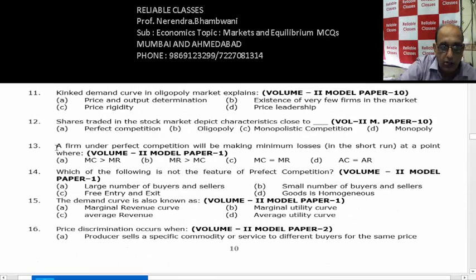Which of the following is not a feature of perfect competition? Large number of buyers and sellers, small number of buyers and sellers. This is not a feature. Freedom of entry and exit and goods are homogeneous is definitely a feature of perfect competition.